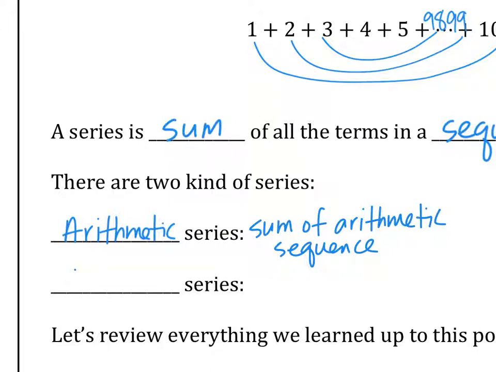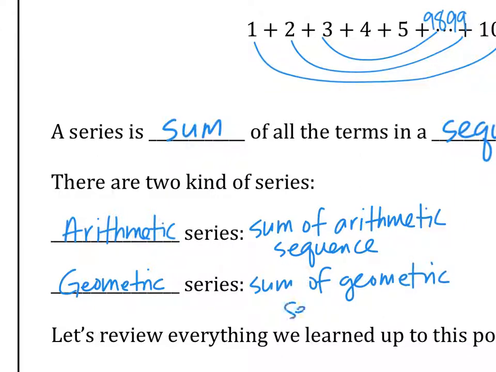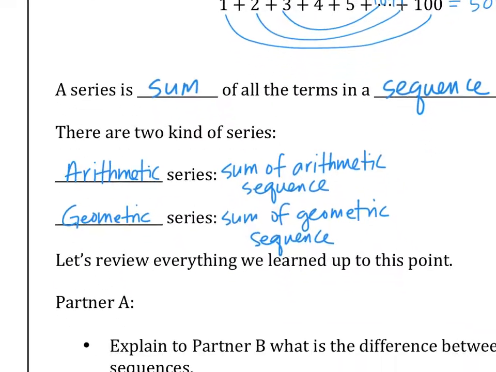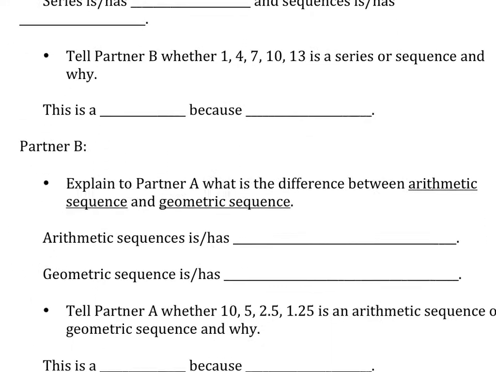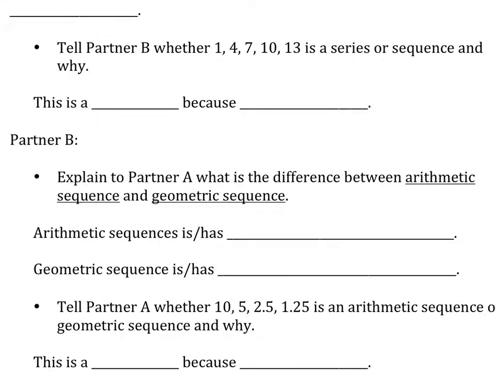The second kind is called geometric, and that is the sum of a geometric sequence. So one of them, we're going to add up all the numbers in an arithmetic sequence. The other one, we're going to add up all the numbers in a geometric sequence. We're not going to review the bottom part because we don't really have time, so we're going to move on to the next page.